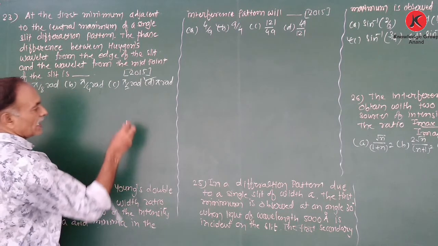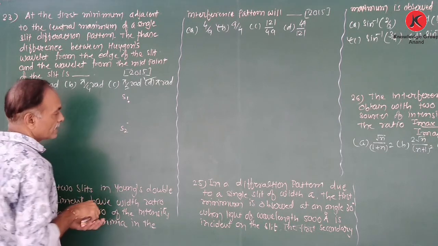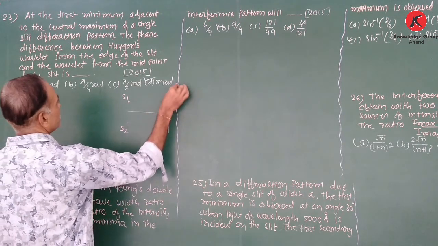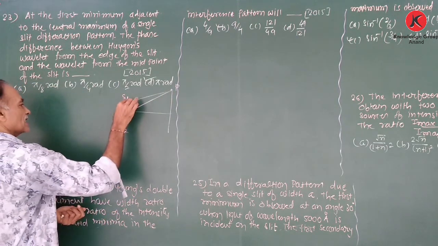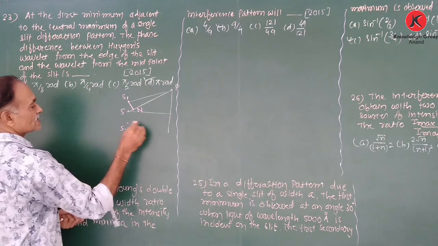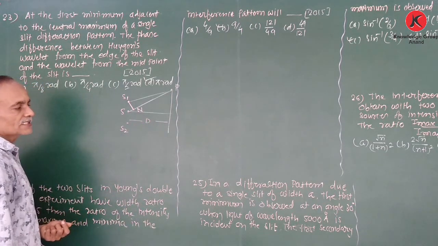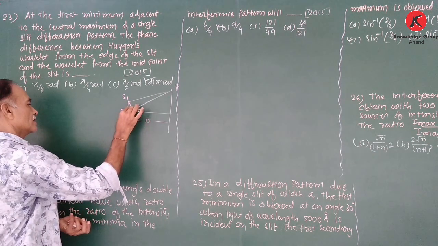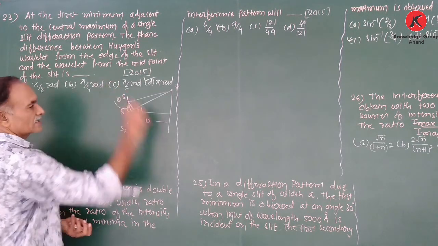So here the slit ends are S1 and S2. There is S1, there is S2. Now there is our screen. Here we consider the point P. So here there is the path difference, and this point is our S. The distance between the slit and screen is capital D. Clear? So here there is the right angle triangle, with the right angle here. This angle is theta.